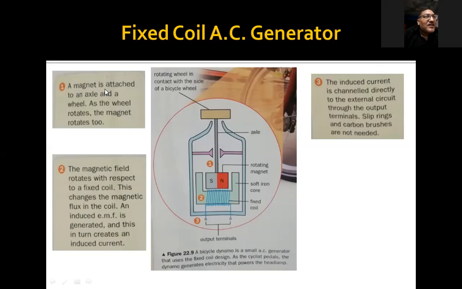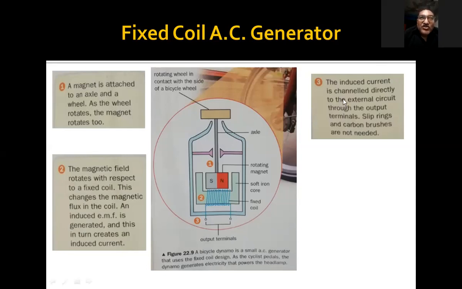Okay, so a magnet is attached to an axle and a wheel. As the wheel rotates, the magnet rotates too. The magnetic field rotates with respect to a fixed coil. This coil is fixed, it's not rotating. The magnets are rotating now. This changes the magnetic flux in the coil. An induced EMF is generated, and this in turn creates an induced current.